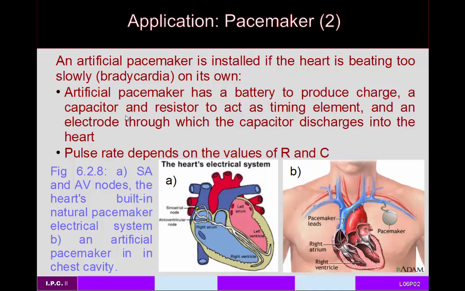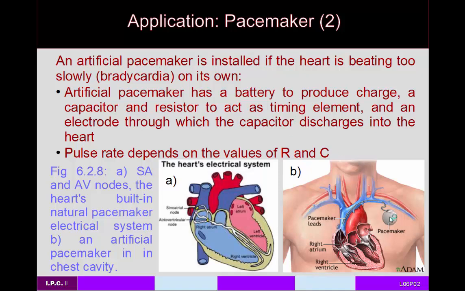What happens is you can have your heart beating too slowly because of whatever natural causes. This is called bradycardia. Because your heart is beating too slowly, you're not getting adequate blood flow through your body. So the doctors install an artificial pacemaker.